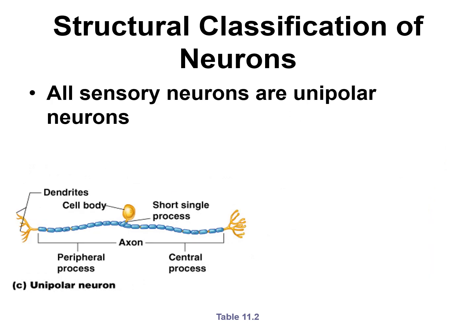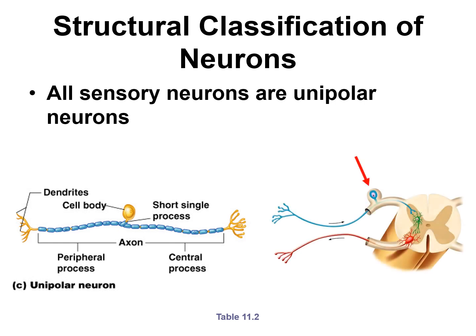So where have you seen unipolar neurons before? That's right, all sensory neurons are unipolar neurons, having exactly one extension from the cell body.